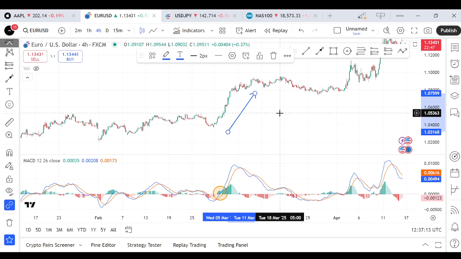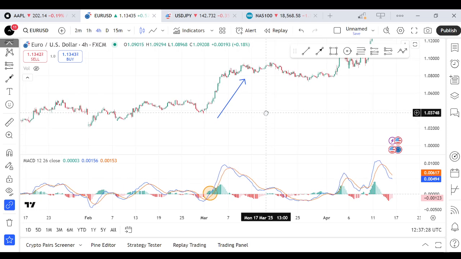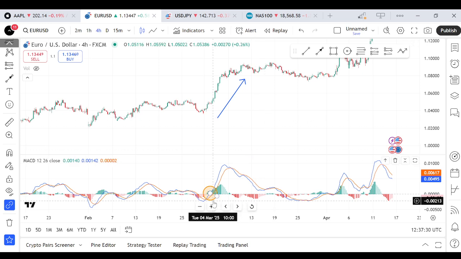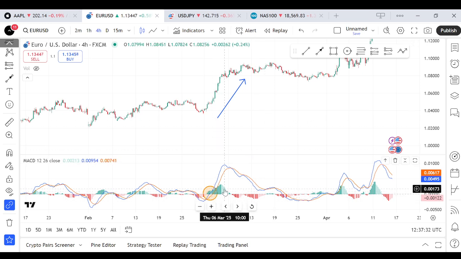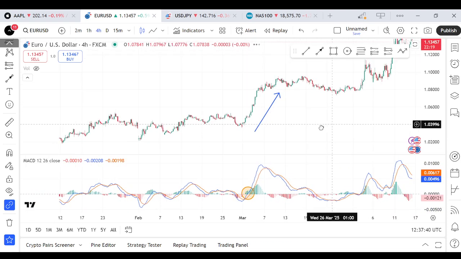Now the next step is to wait for a signal line crossover if it hasn't already happened. So once the trend is identified, wait for a crossover between the MACD line and the signal line. For a buy setup, wait for the MACD line to cross above the signal line while staying above zero. Two criteria are there. It should cross and it should stay above zero. For a sell setup, wait for the MACD line to cross below the signal line while staying below zero.